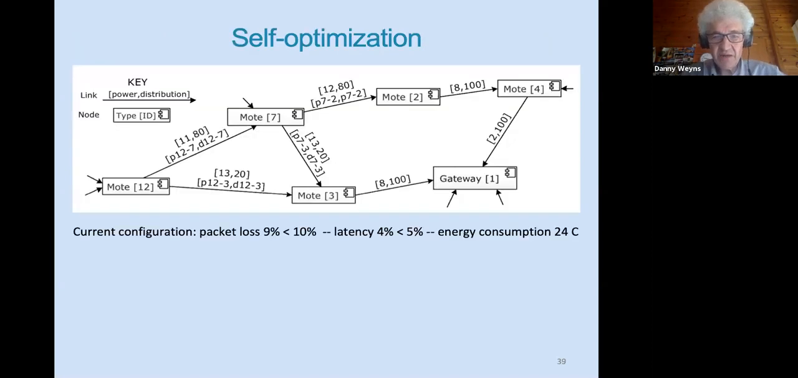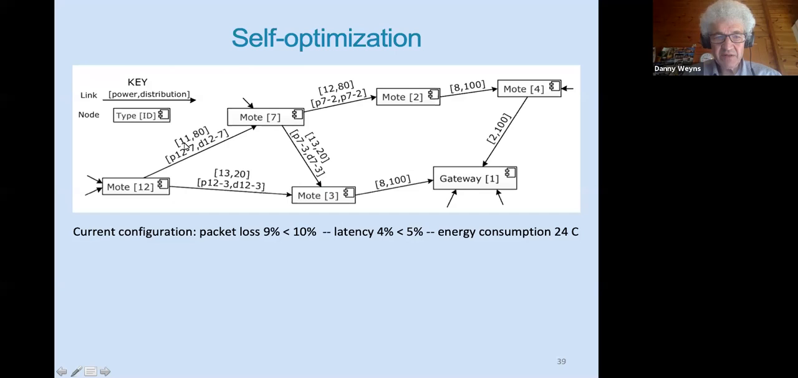Now you see here an excerpt of our IoT network. Between mote 12, for instance, and mote 7, there is an arrow that states that there is a link with two numbers, 11 and 80.